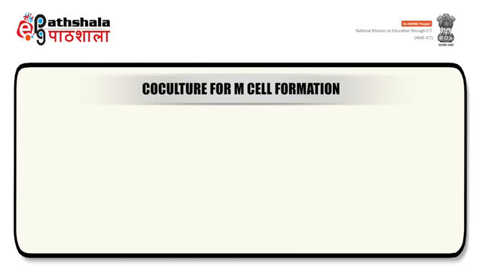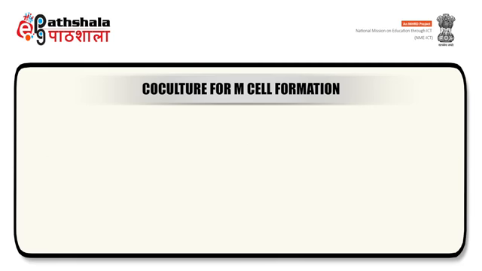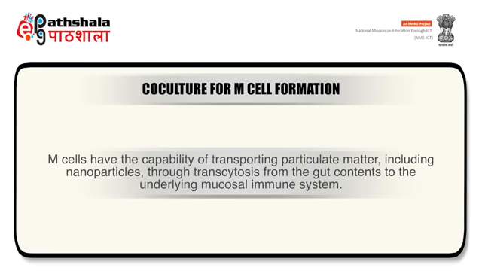Now we are talking about the co-culture for M cell formation. In the intestine, the lymphoid system, such as the Peyer's patch, is separated from the lumen by the follicle-associated epithelium, that is FAE, which contains enterocytes and M cells with few goblet cells. M cells have the capacity of transporting particulate matter, including nanoparticles, through transcytosis from the gut to the underlying mucosal immune system.